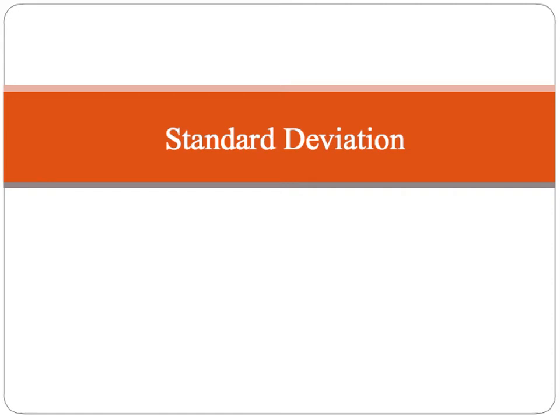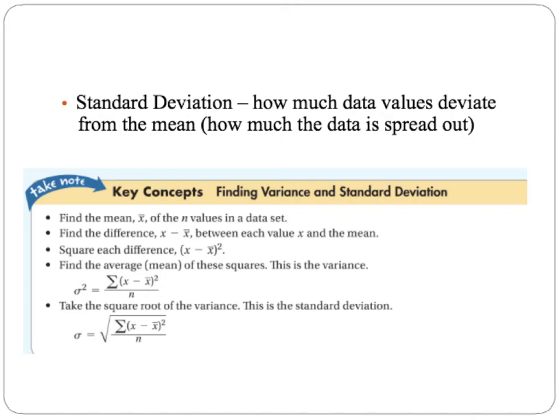Our next topic is standard deviation. First, standard deviation is like the variance. And variance and standard deviation basically tell us how spread out the data is. So how much do the data values deviate from the mean? The mean is the average. So when we're finding the standard deviation, first we want to find the mean.